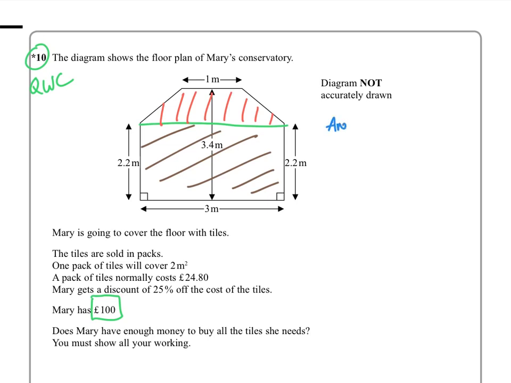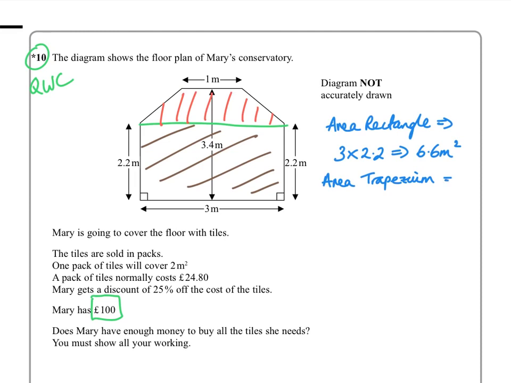So we've got the area of the rectangle would be 3 by 2.2, which would be 6.6 meters squared. And then the area of the trapezium, well, that would be the sum of the 2 sides that are parallel to each other. It's always the case. So you've got 3 plus the 1, which is 4.